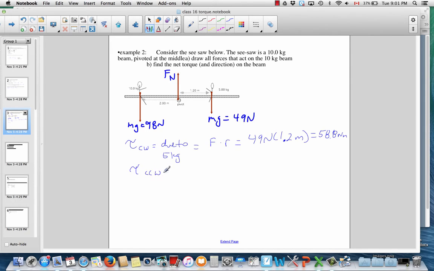Now the counterclockwise torque comes from this 10 kilogram child, which tends to make the beam rotate in this direction. Once again, a torque is a force times a distance. The force is 98 newtons. That acts 2 meters away from the pivot. So we have 196 newton meters of torque. So the net torque, then, you take the bigger one and subtract the smaller one. And what do we have there? We have 137.2 Newton meters of counterclockwise torque.